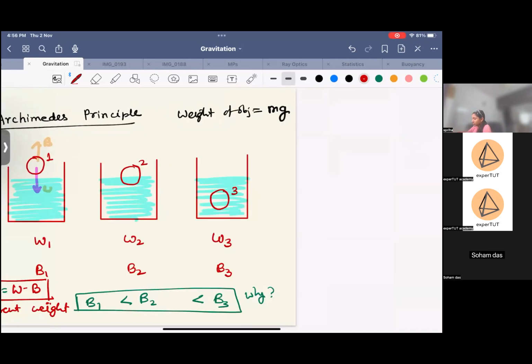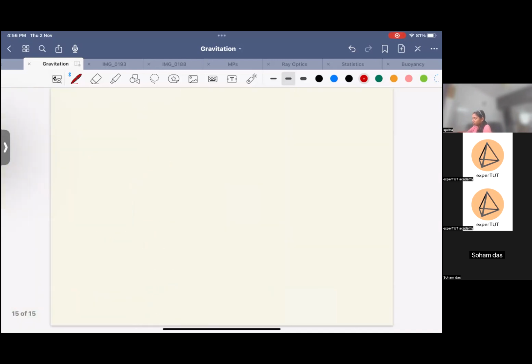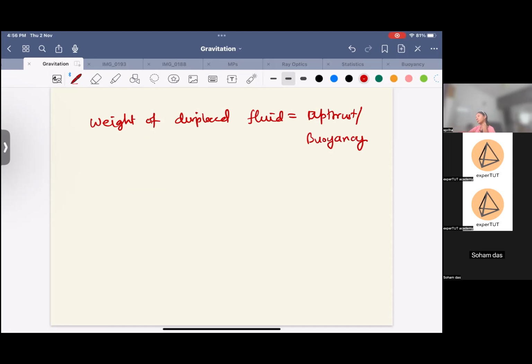Next, Archimedes principle says that the weight of displaced fluid is equal to upthrust or buoyancy. The upward force is equal to the weight of the displaced fluid. Sir, I don't understand. I'll tell you, write it down first.